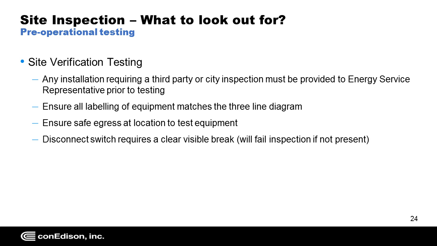So when we go through that, before we even get there, there are a couple of things to be aware of. If there is a third-party or city inspection that has to be completed, we look to have a copy of that prior to testing. We just want to make sure that any required permits have already been received, especially when it comes to other types of DG, such as DG using natural gas. We look to see that the service is installed and any necessary permits have already been received prior to scheduling the testing. We would also like developers and customers to ensure all labeling of equipment matches the three-line diagram.